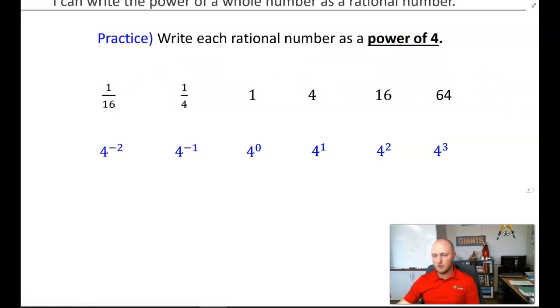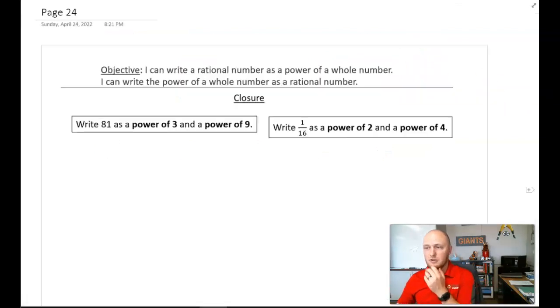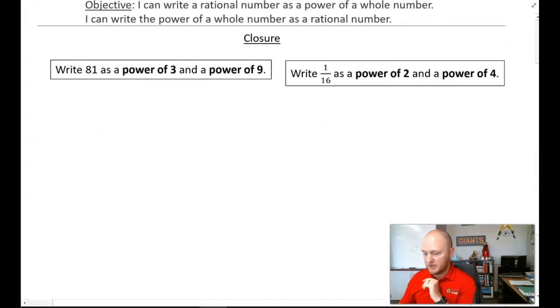Be careful. Do you need to write it as a base 2 or do you need to write it as a base 4? And then here is our closure. We want to write 81 as a power of 3 and a power of 9, and 1/16 as a power of 2 and a power of 4. Go ahead, pause video, and we'll wrap up this lesson.